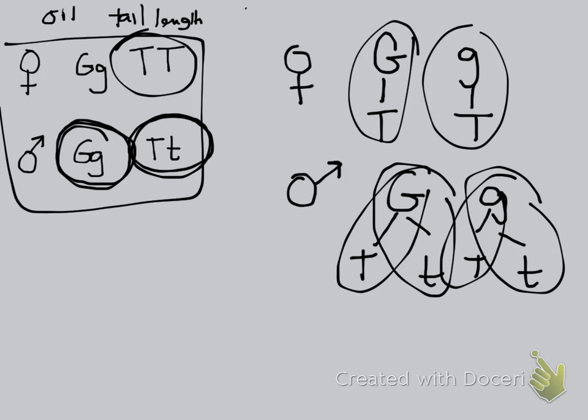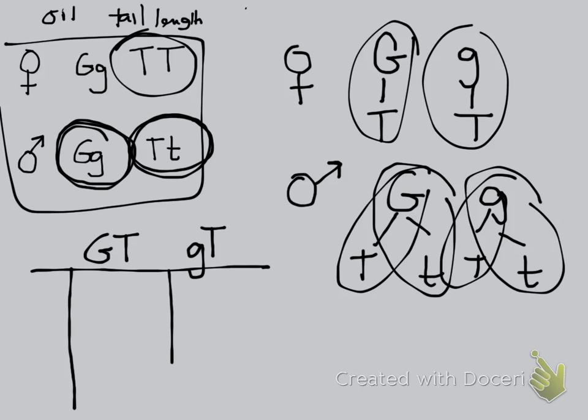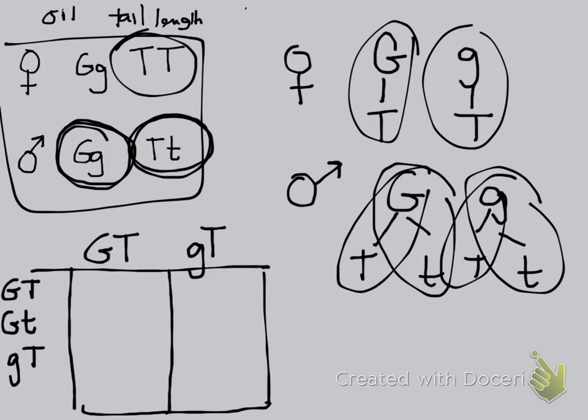So now we're ready to actually do our Punnett square. So we'll put Mom across the top because that's just what we commonly do. So we've got GT could be in an egg, big G, little t, or little g, big T. And for Dad's contributions, we're going to put big G, big T, big G, little t, little g, big T, little g, little t.